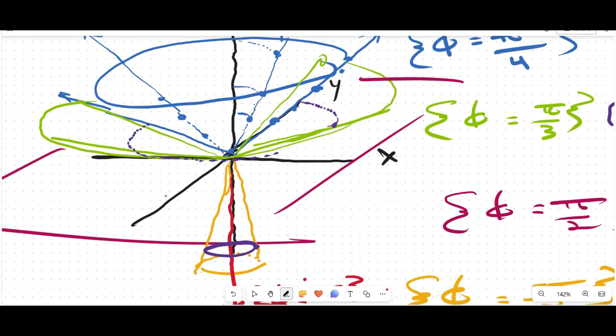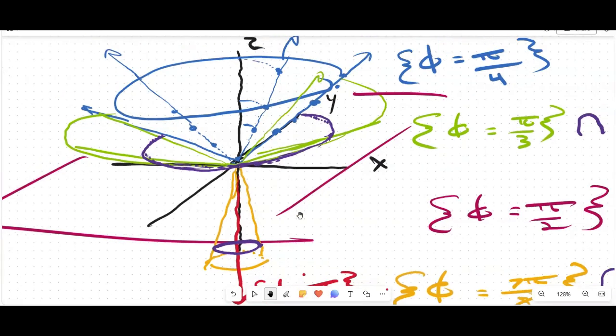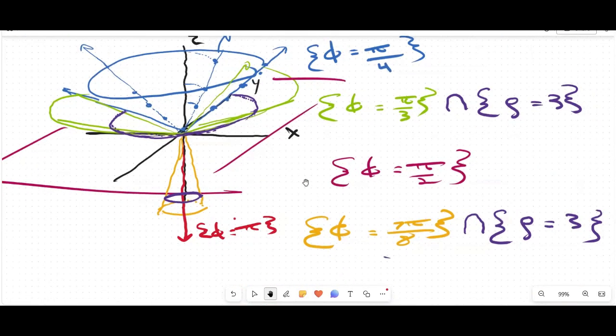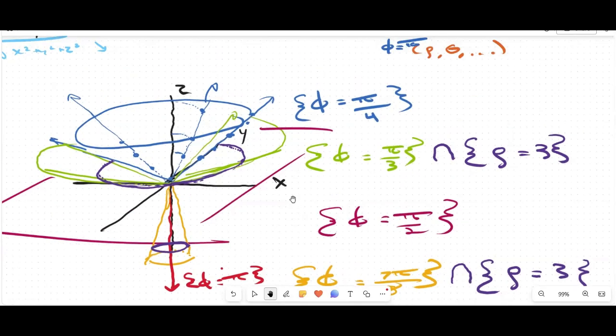The circle that I'm indicating here in purple, which is supposed to be on the green cone, is all the points that are a distance of 3 from the origin and which lie on the green cone. Throw one more in there. I could intersect the blue set with all the points where rho equals 3.